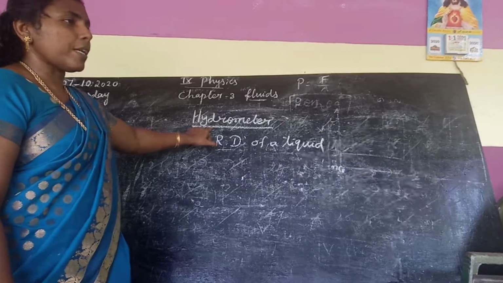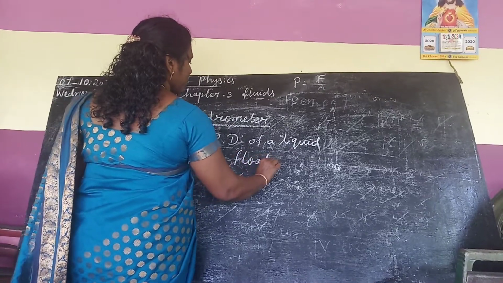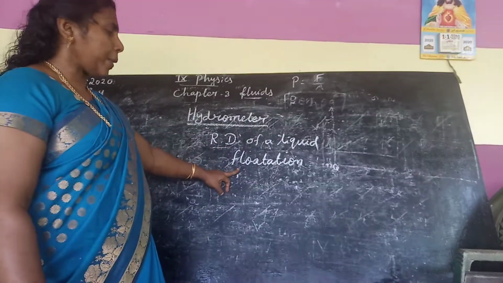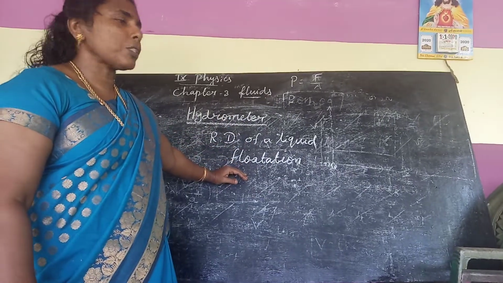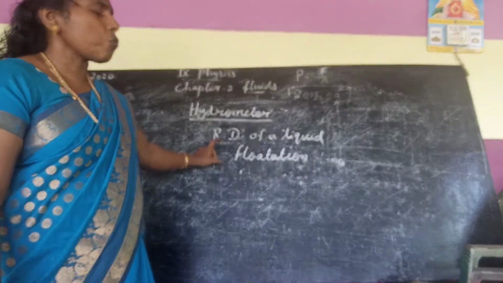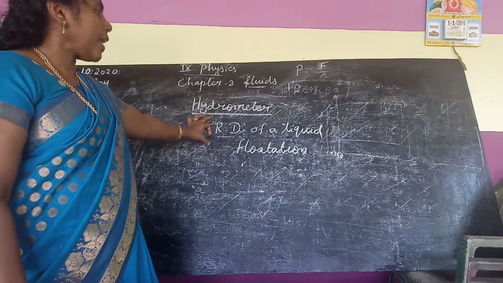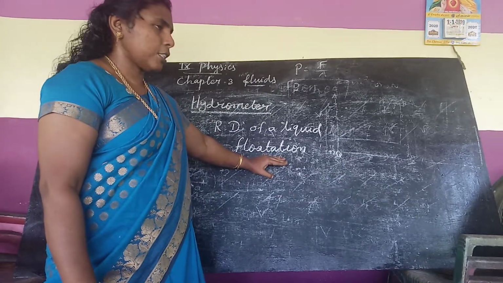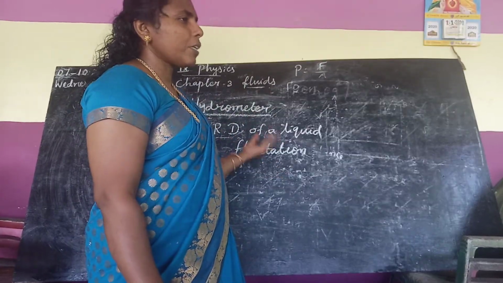Now, which principle is used in the hydrometer? The flotation principle. So we have learned the use of the hydrometer and the principle used in it. The hydrometer is used to measure the relative density of a liquid, and the principle used is the flotation principle. So what is the law of flotation?